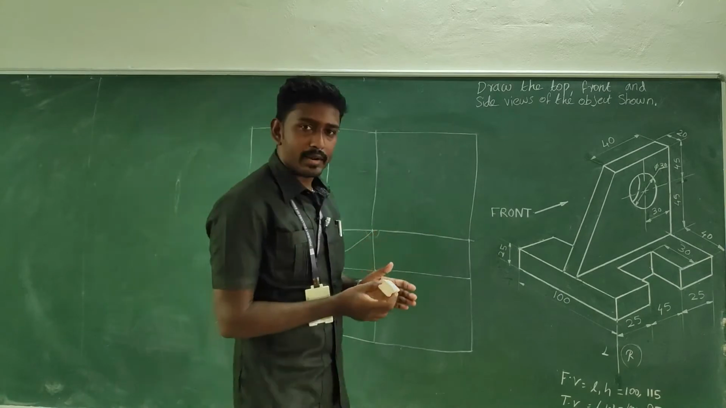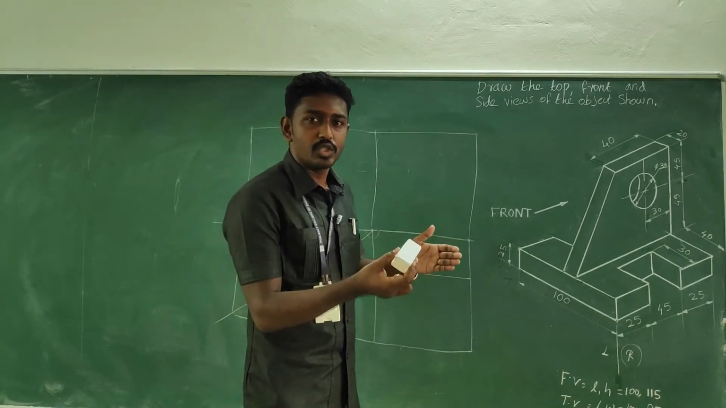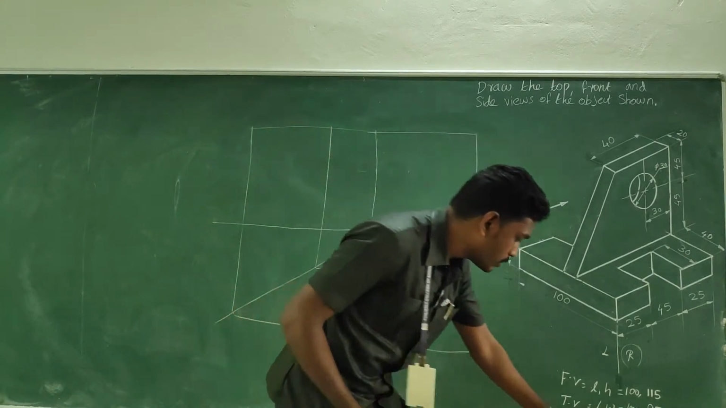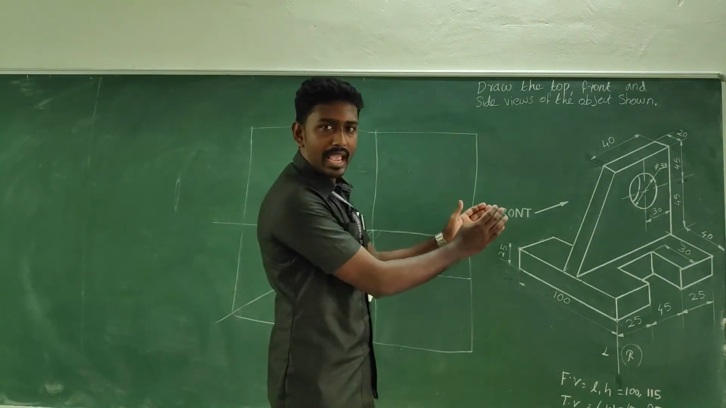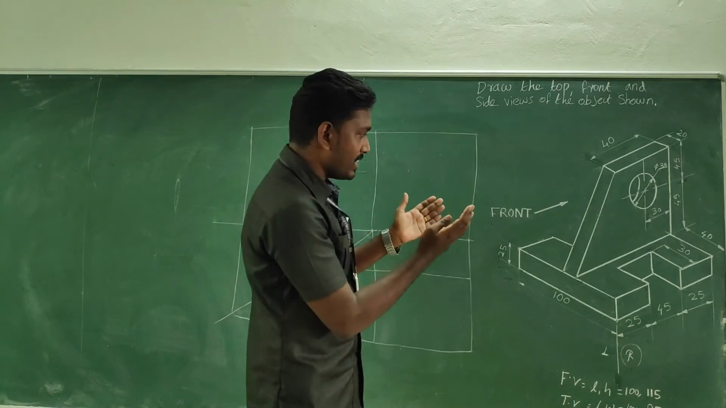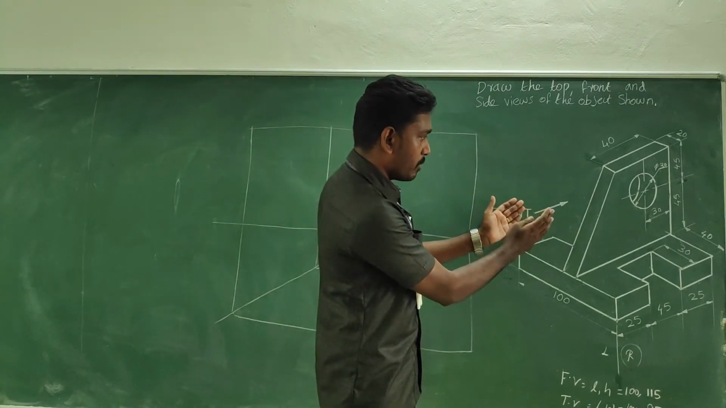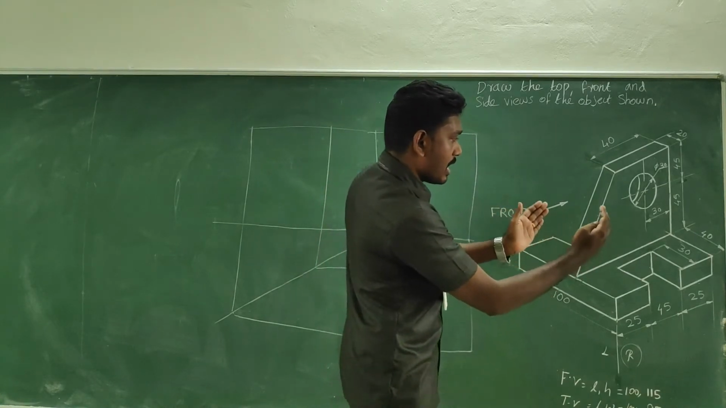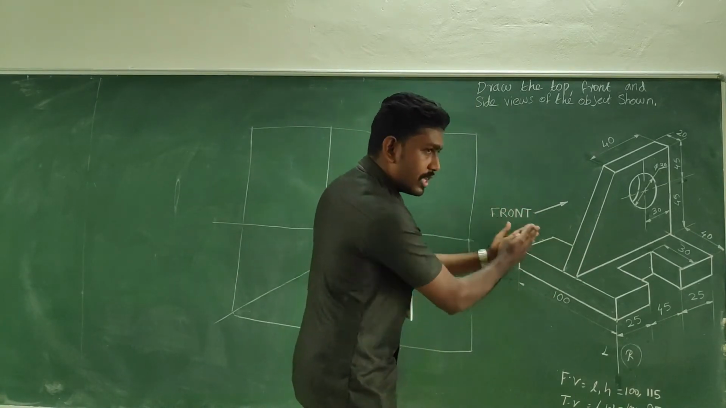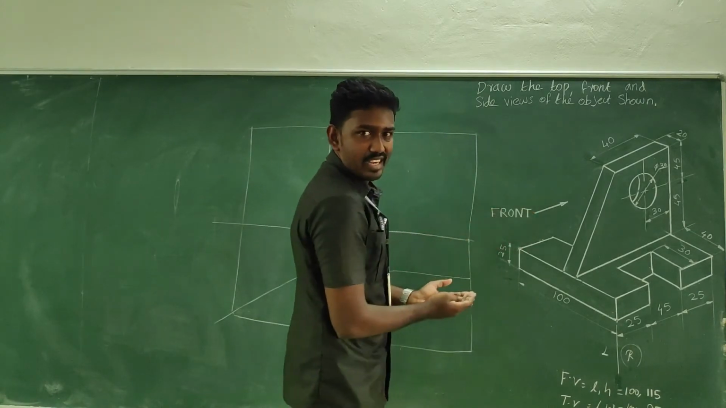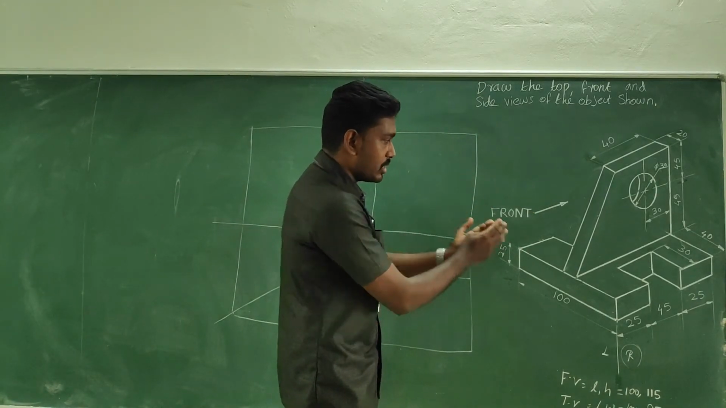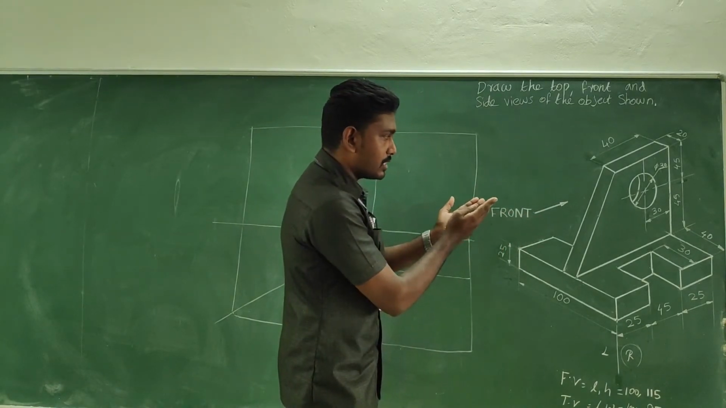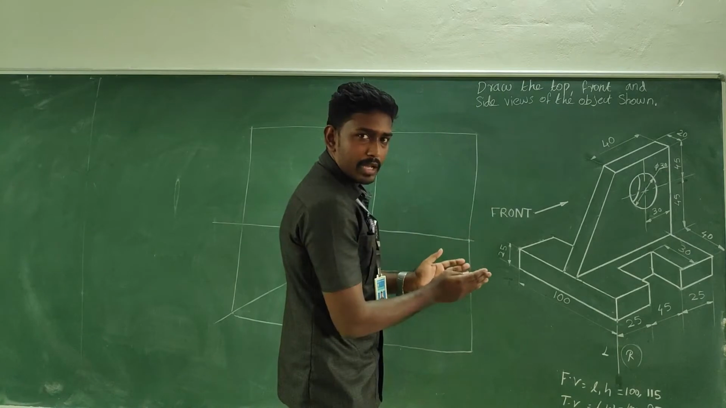Okay, so to get a better idea and to describe the front view exactly, what you have to do is just visualize the object in your mind. Imagine this object in your mind, tilt it, and bring this direction straight in front of you. Just imagine it straight in front of you, and try to describe the visible portions.